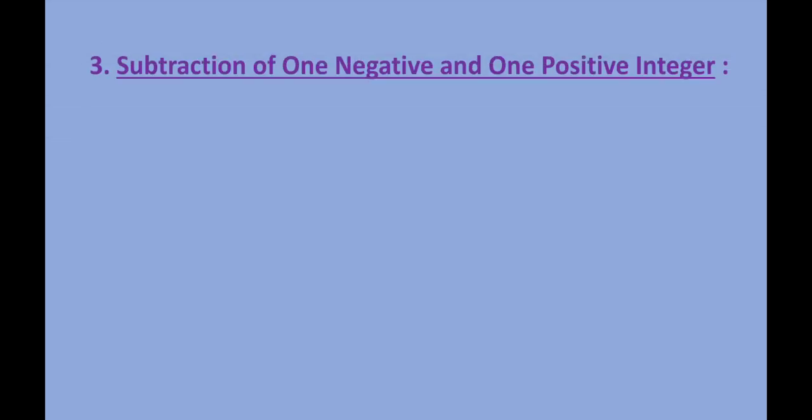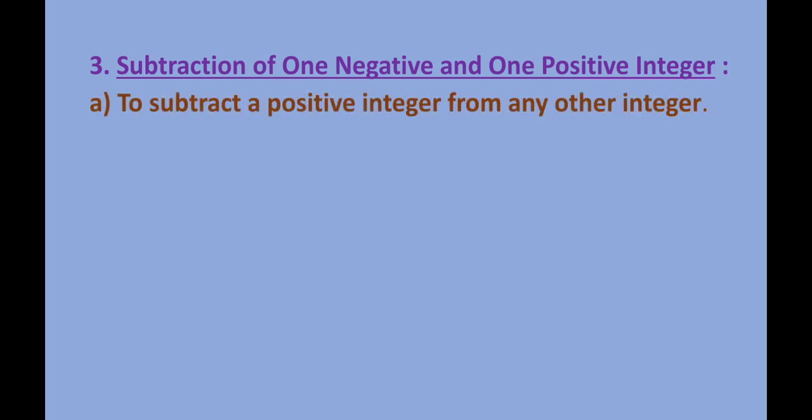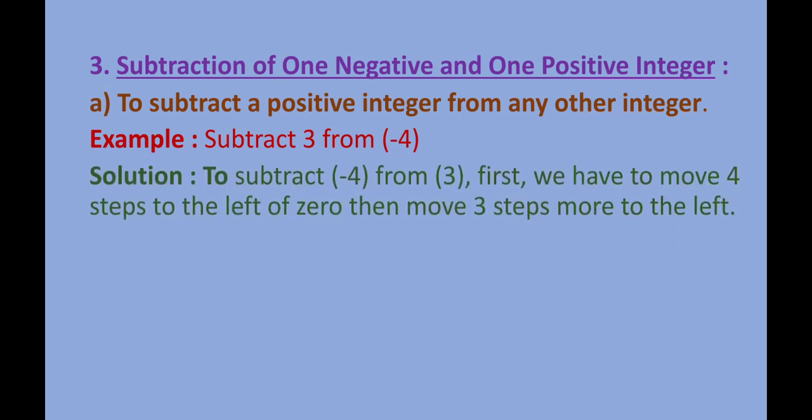Now come to next one, that is the subtraction of one negative and one positive integer. First case is to subtract a positive integer from another number. Subtract 3 from minus 4. The solution is to subtract 3 from minus 4.